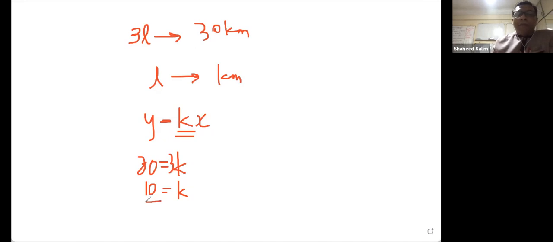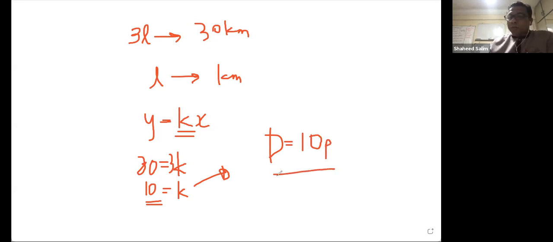This one only 10 km per liter, sorry. So this k is constant. So what is the equation? The equation here is, we write distance. Distance equals the constant, which is 10, times the petrol, which we put as P.